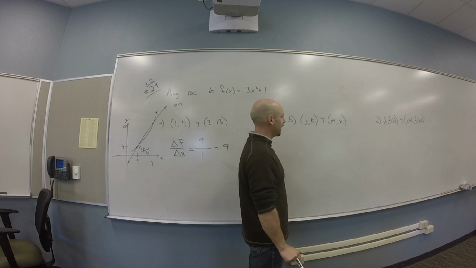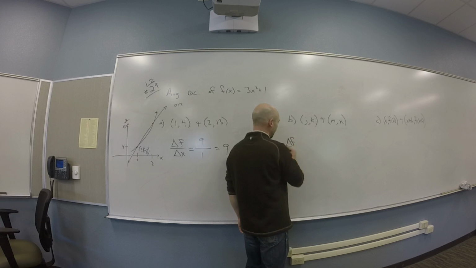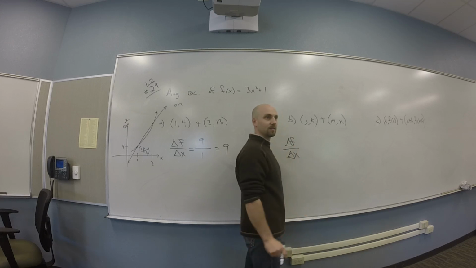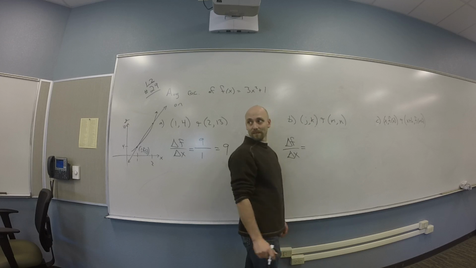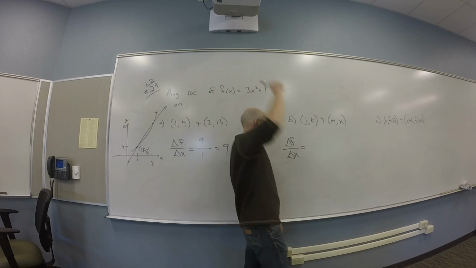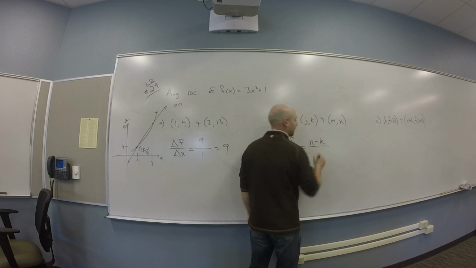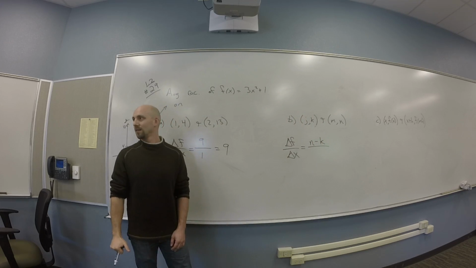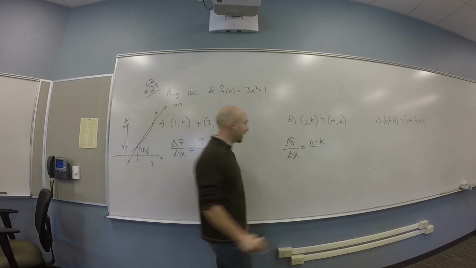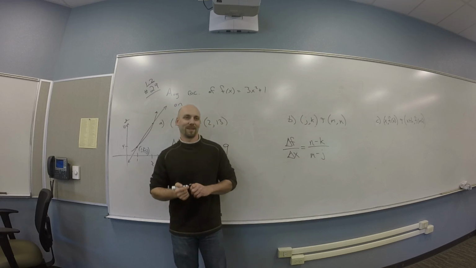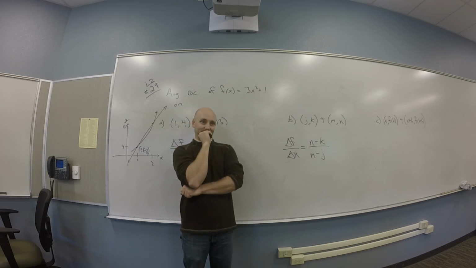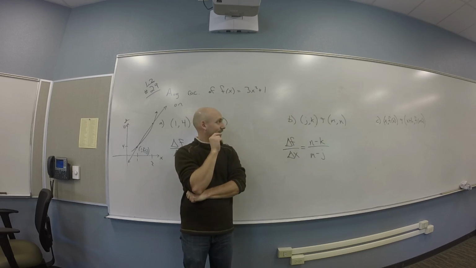Between (j, k) and (m, n). Should do change in f per change in x, right? So what's the change in f? Wouldn't it just be n minus k? Yes. Should be n minus k. Right, the difference in the y's? And the other one should be m minus j. Okay. Quick caveat. I have a question. Does it matter which order you put it in? Would it be exactly the same if you put k minus n over j minus m?